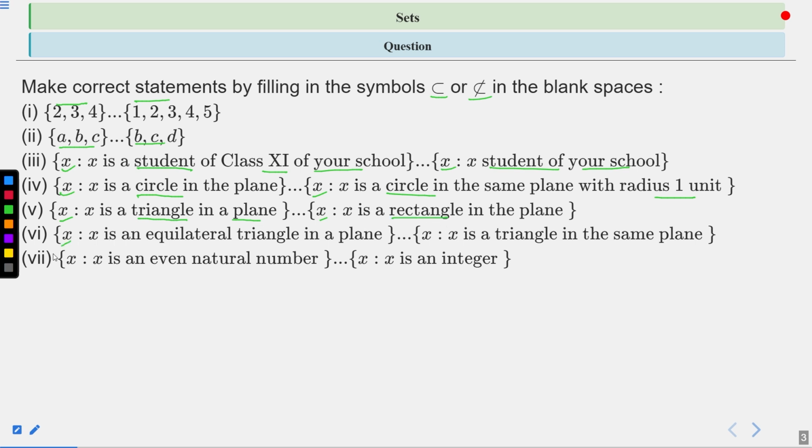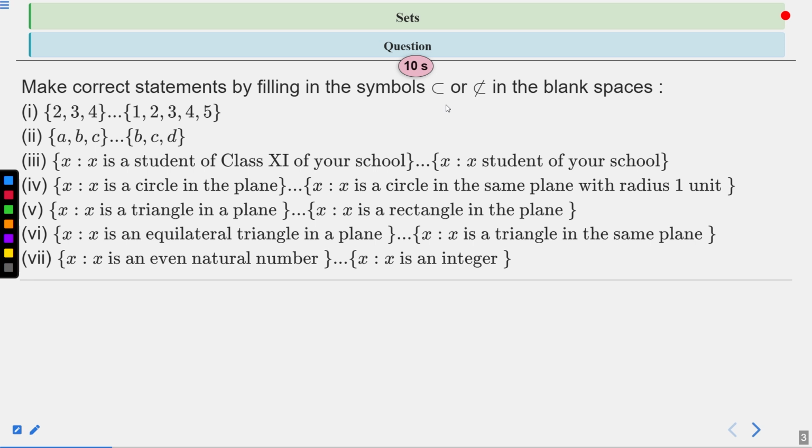Sixth, collection of X such that X is an equilateral triangle in a plane. And second, collection of X such that X is a triangle in the same plane. Seventh is collection of X such that X is an even natural number. Second one is collection of X such that X is your integer number. I hope all sets are clear to you. Now you just have to accordingly fill these 2 symbols. Simple.